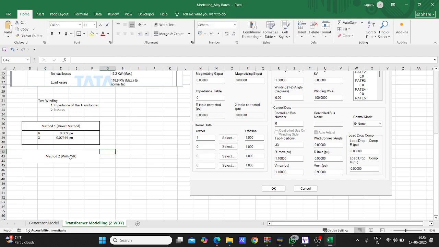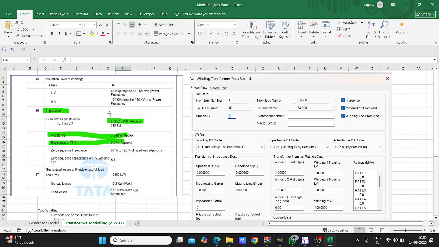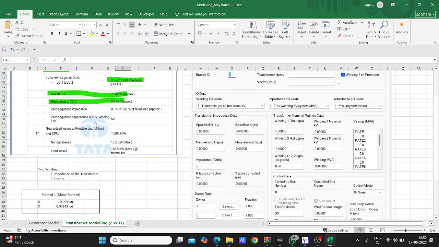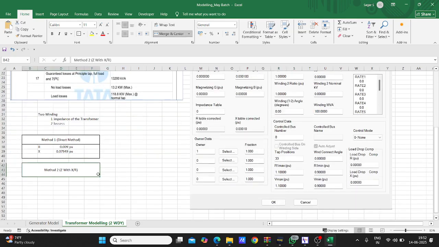Now I'm just going to use method two. Method two means Z with the X by R ratio. Your Z percentage is commonly given in all the transformer data sheets. Either they give R and X directly, or else the second method they will give Z with X by R. X by R should be given. With method two, how can I calculate it?